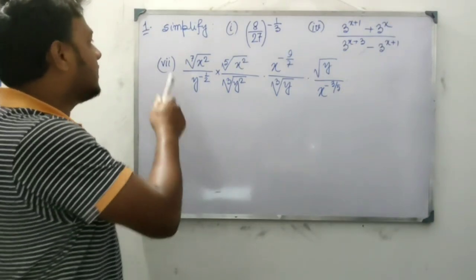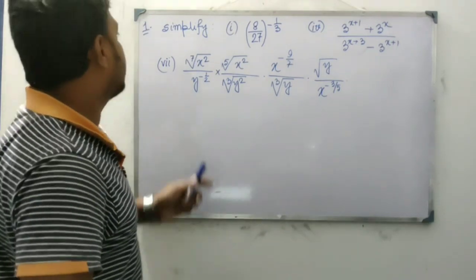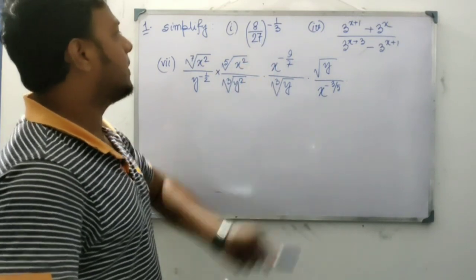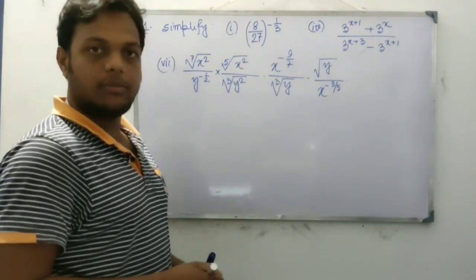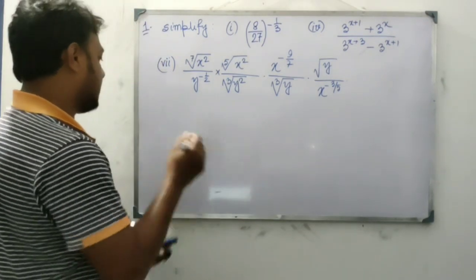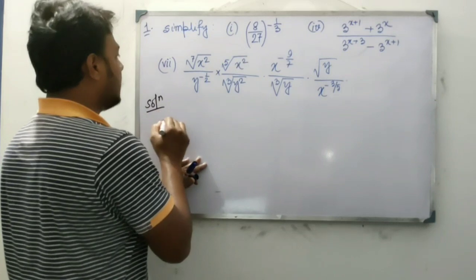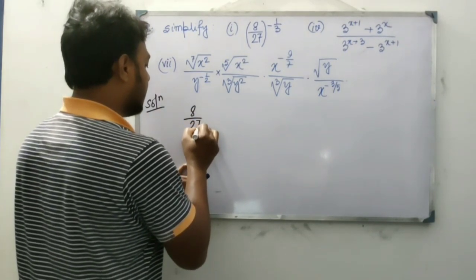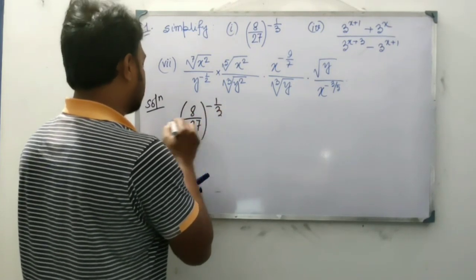Okay, I have considered here the first series. Okay, read the question, simplify. First question, (8/27) to the power minus 1/3. You have to simplify all these values. Okay, I am solving the first one. See, we just have to try to apply the laws of indices. So, 8/27 is there, the whole to the power minus 1/3.